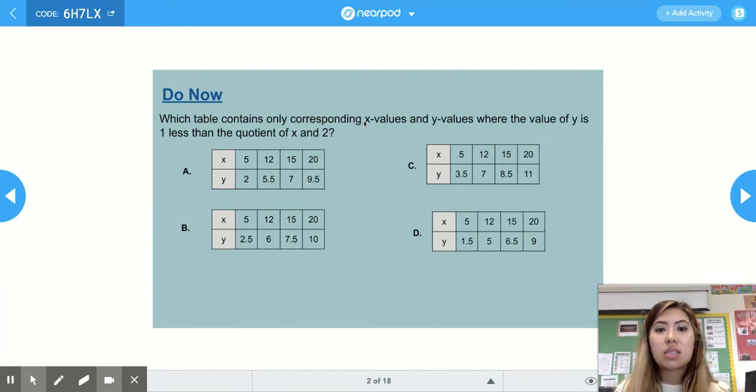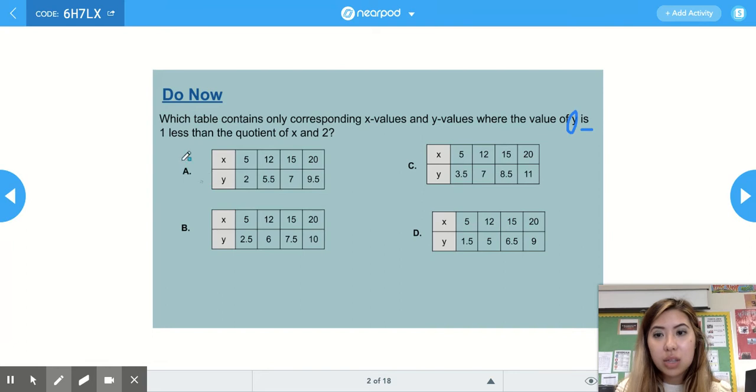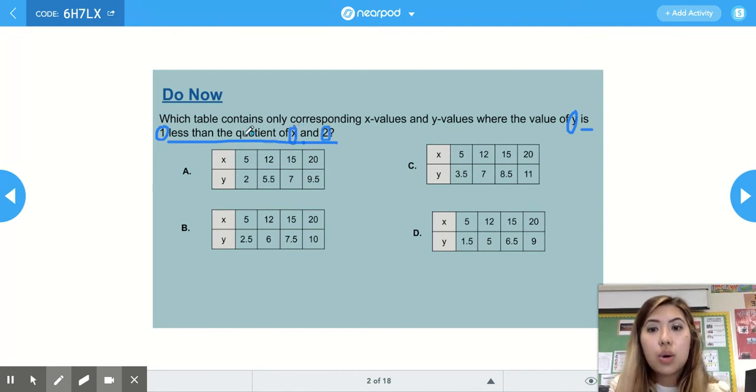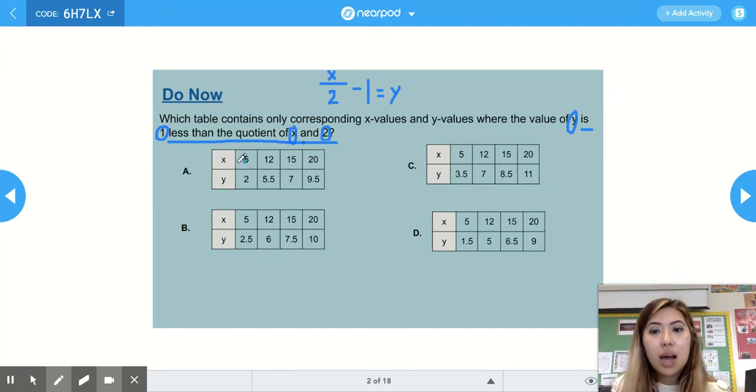Our do now reads, which table contains only corresponding x values and y values, where the value of y is 1 less than the quotient of x and 2. And so our important words are less than the quotient. Quotient is telling us that we need to divide x and 2. So if we were to write an equation, it would look like x over 2. And then since it says is 1 less than, we know that we have to subtract 1. And when it says y is, that means is equal to y. So our equation is x over 2 minus 1 is equal to y.